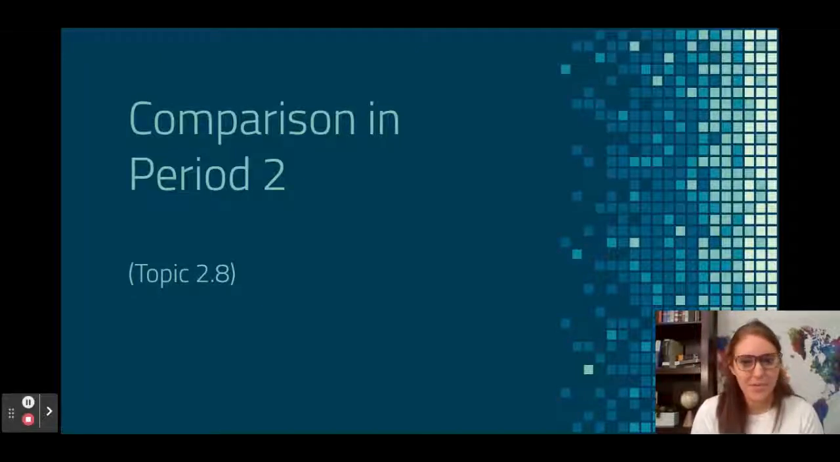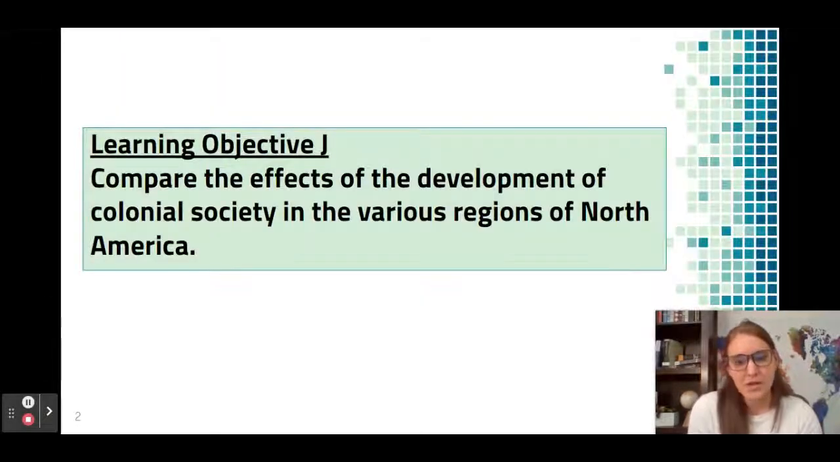Hello and welcome to the final topic for period 2 in APUS history. We're going to be discussing comparison in period 2. The learning objective from the College Board is to compare the effects of the development of colonial society in the various regions of North America.